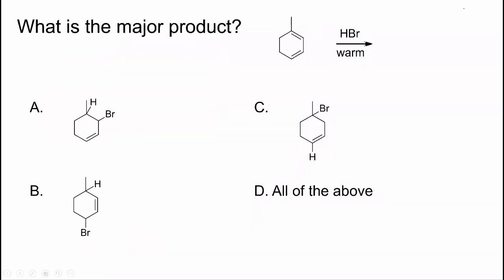All right, what is the major product of this reaction? We have HBr, and the conditions are warm. So you can assume about 40 degrees. What product will we see here?